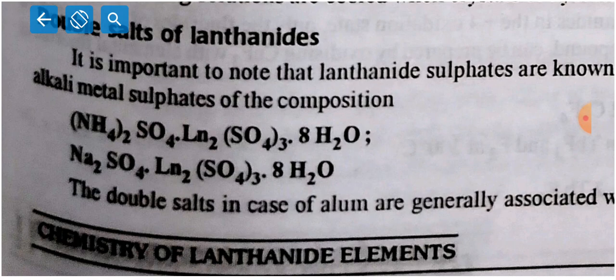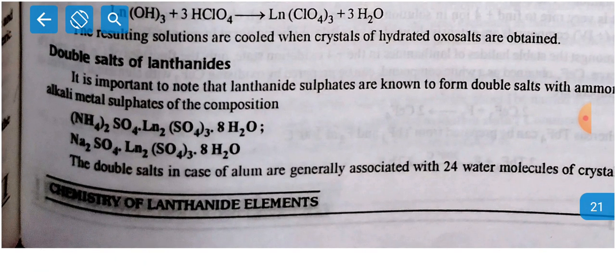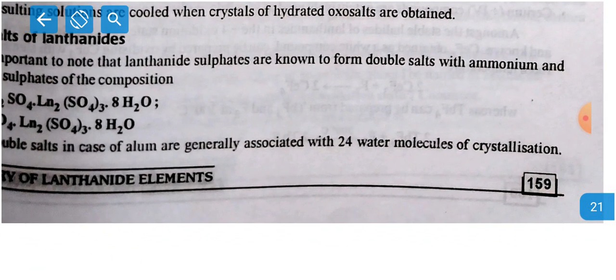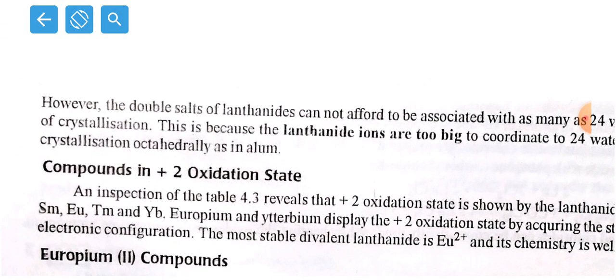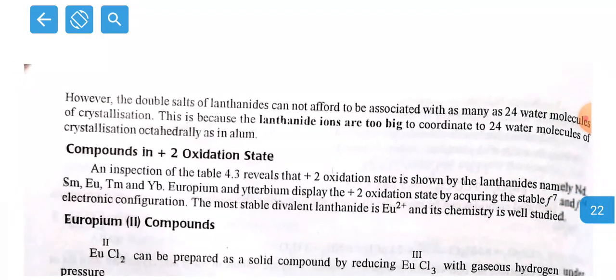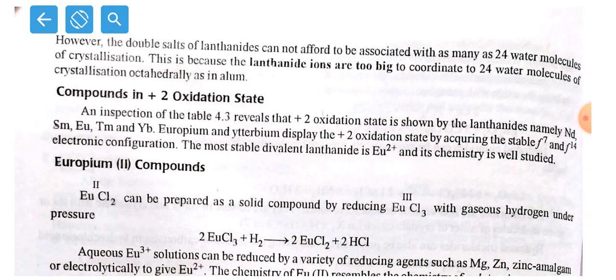The double salts in case of alum are generally associated with 24 water molecules of crystallization. However, the double salts of lanthanoids cannot afford to be associated with as many as 24 water molecules of crystallization. This is because the lanthanoid ions are too big to coordinate to 24 water molecules of crystallization octahedrally as in alum. Compounds in +2 oxidation state.